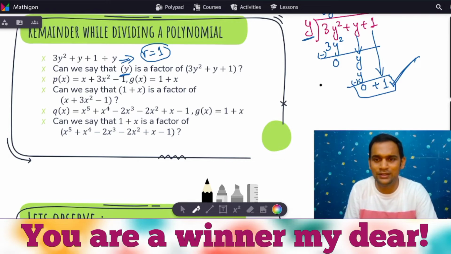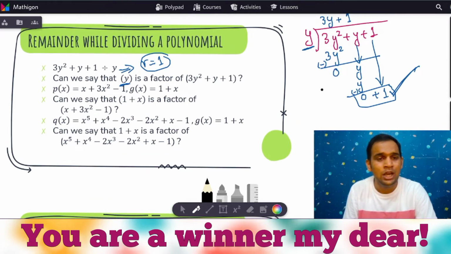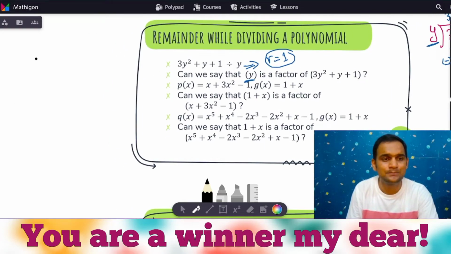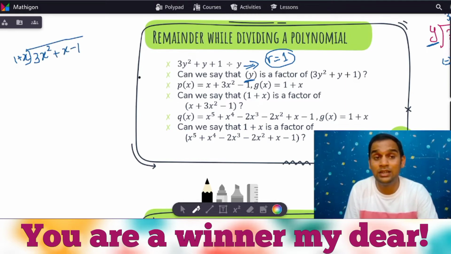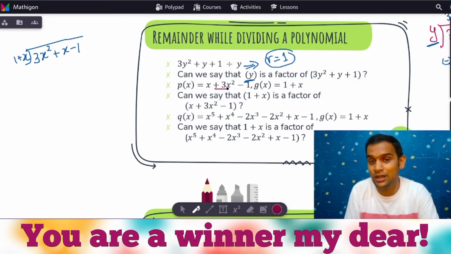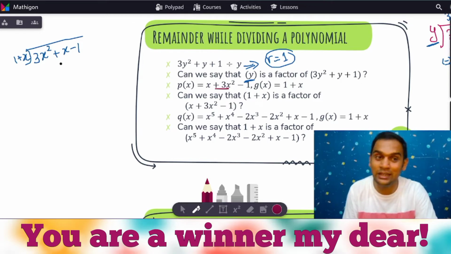Let's take one more example very quickly. Here we have the divisor as 1 plus x, and the dividend is x plus 3x square. So we will arrange it in standard form, 3x square plus x minus 1. Now when you are arranging in standard form, make sure you do not mess up the sign. 3x square has a positive sign, so I took the positive sign. If it was negative, I would have taken the negative sign altogether.